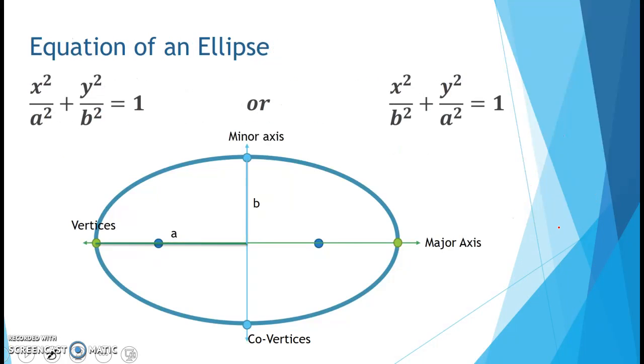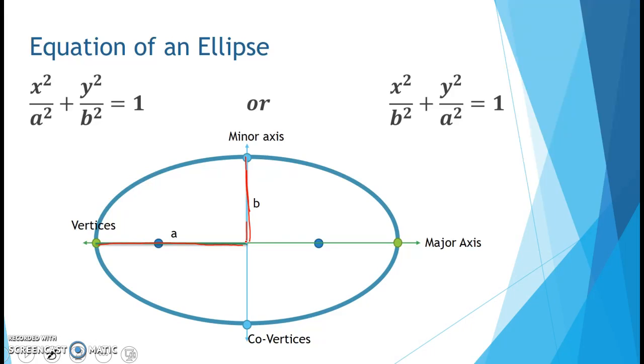Let's take a look at what the equations would look like. There are two different forms depending on what the ellipse looks like. If the ellipse is a short, fat one like the one that we have here, then the equation is going to look like this. We're going to have x squared over a squared, because the A is along the x-axis, and y squared over b squared, because the minor axis is along the y-axis, and that equals 1.